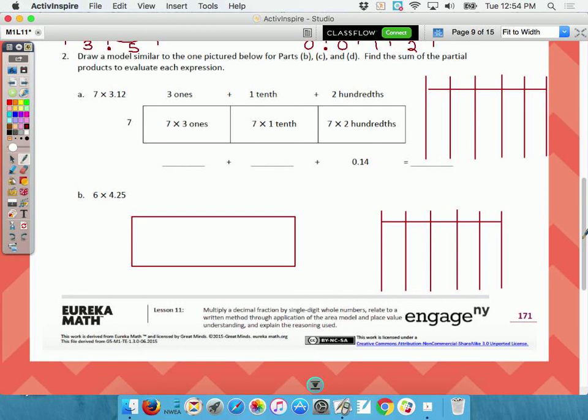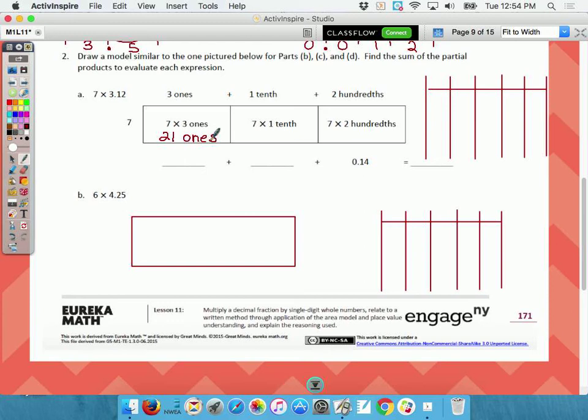Okay, let's go ahead and look at the area models. You can always go back and look at that later, okay? So this says draw a model similar to the one pictured. Now here's the deal. The one pictured isn't finished. Have you noticed that? Yeah. They did 7 times 3, but they forgot to write the answer. 21 ones, right? Go ahead and write the answer.